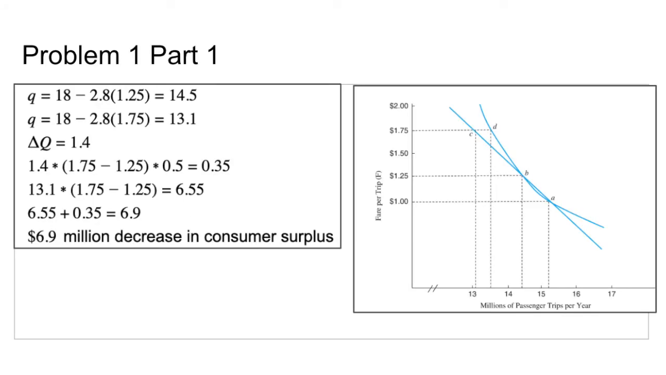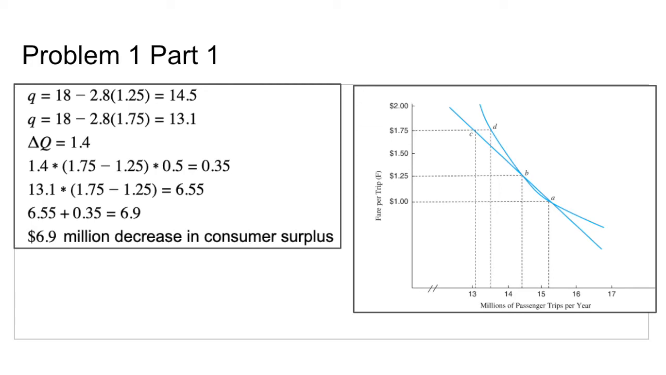Problem 1 deals with changes in consumer surplus as a result of changes in price. Specifically, we aim to analyze the loss in consumer surplus as a result of a price increase from $1.25 to $1.75. In Part 1, we estimate using the linear curve of the right side graph, which has the function q equals 18 minus 2.8f, where q is quantity and f is price.